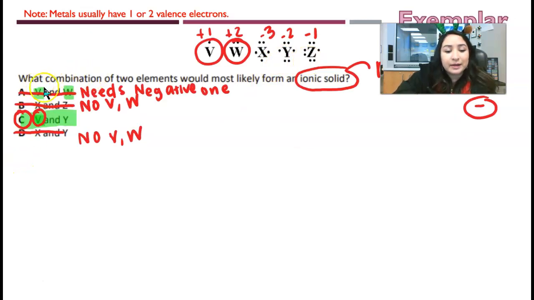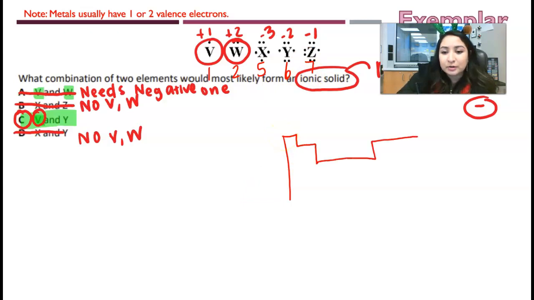Well, if you look at V and W, V has 1 valence electron, which means when it gives up its electron, it would have a charge of +1. W has 2 valence electrons, so when it gives up its 2 electrons, it would have a +2 charge. X has 5 valence electrons, so it would have a -3 charge. Y has 6 valence electrons, and Z has 7 valence electrons. I should have posted the periodic table on here, but I didn't, and I'm so sorry.